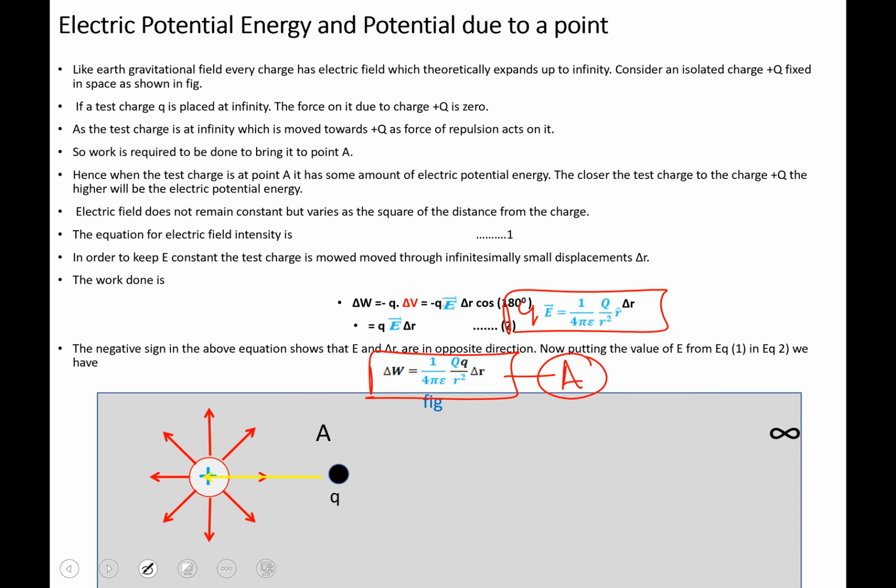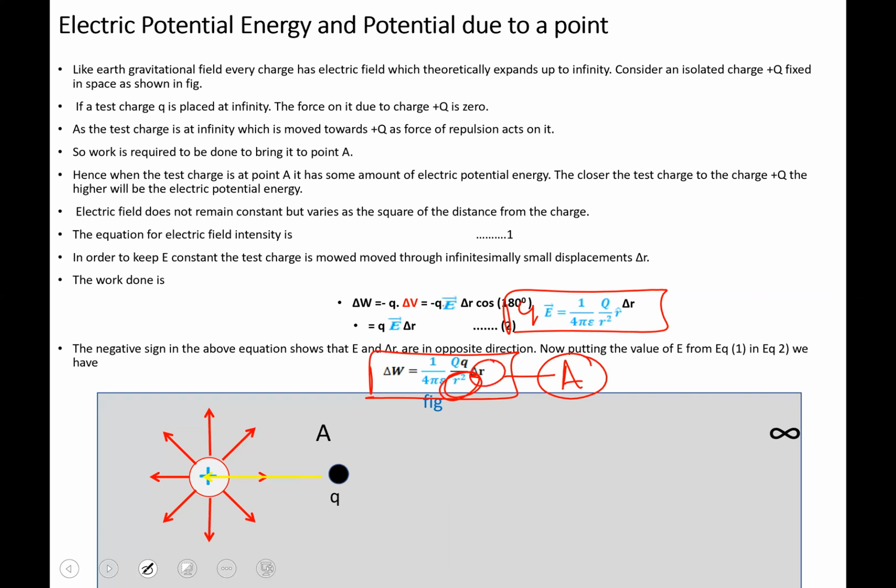W is equal to Q small, the test charge, divided by 4 pi epsilon naught, into delta R over R squared. Now, we don't know the value of this R squared. We know there's an average distance between the two charges, but we don't know what the average is and what the displacement between these two charges is.